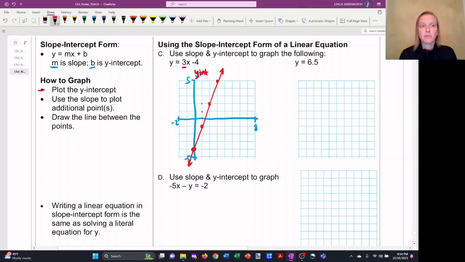So our strategy here is to plot the y-intercept, then use the slope as information to plot additional points, and then draw a straight line between the points.